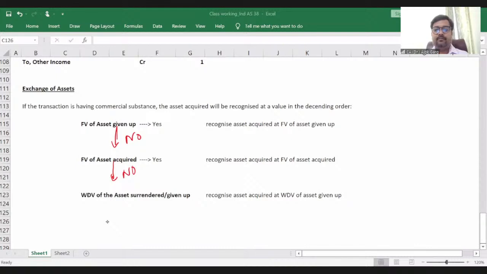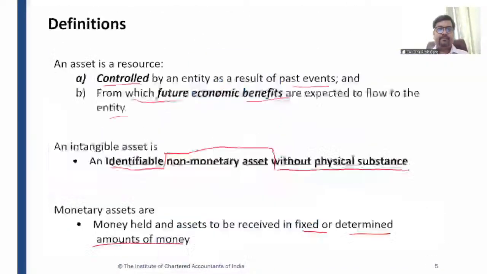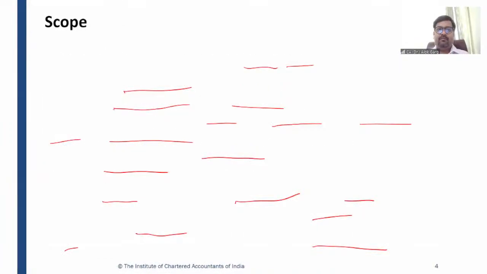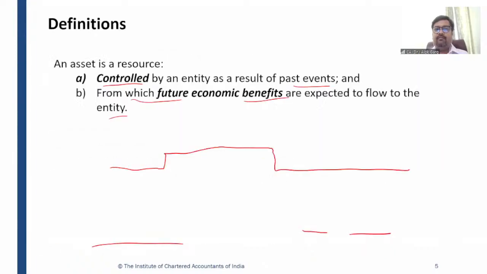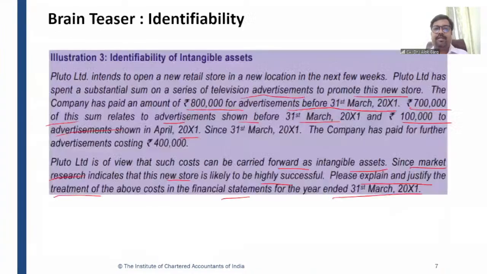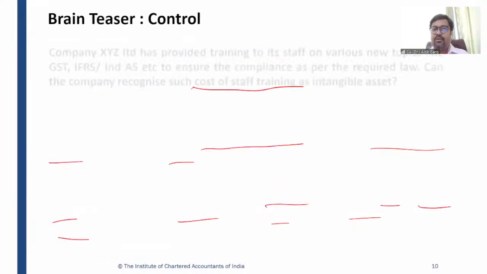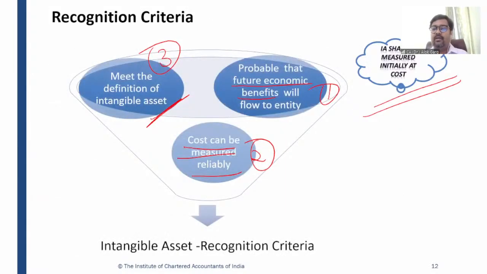Clear? So friends, today, let's move to the presentation again. Today we have started our journey with the objective of the standard, right? Then we covered the scope part, right? Then we have covered the definition of asset and intangible asset. Then we have covered the meaning of identifiability, control, future economic benefit, right? We have covered the recognition criteria. The two criteria are same. The third one is it should meet the definition of intangible asset.